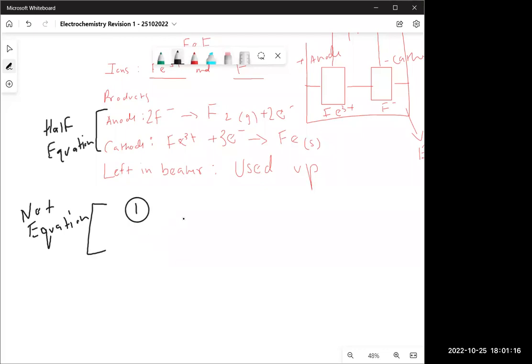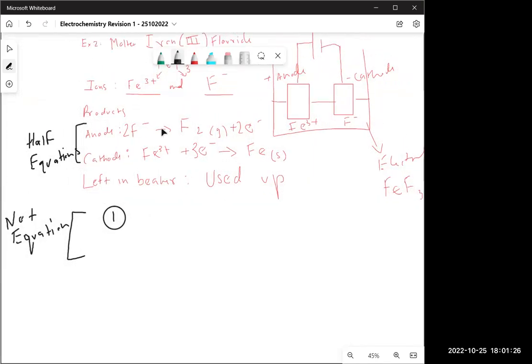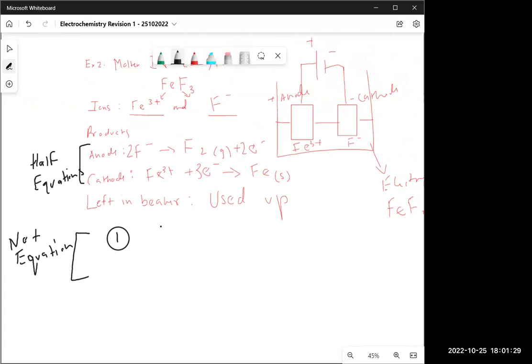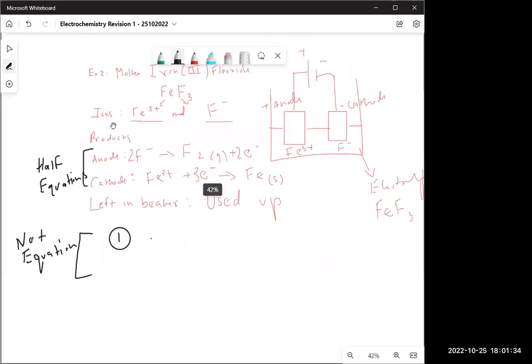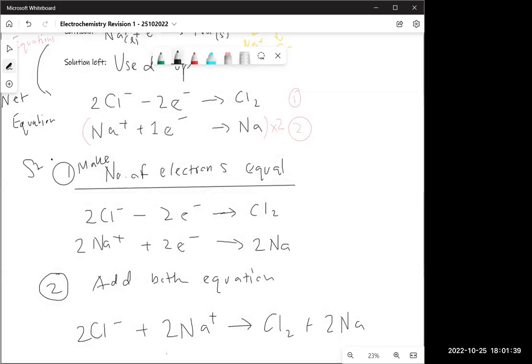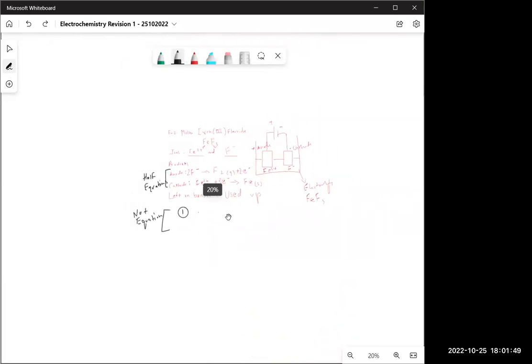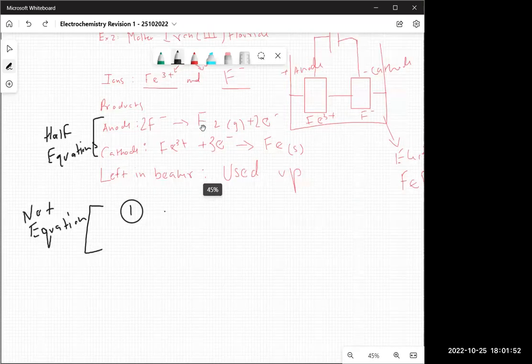First we will take any two compounds. Well, now I have the half equations, right? First step. Now check your notebook for the first step in the last example. Read it out loud. Step 1: make the number of electrons equal. And what is the second step? Add both equations. Fine.